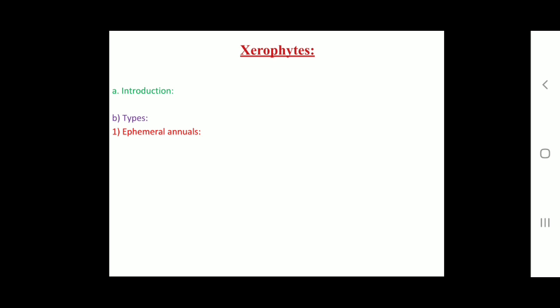They are mostly found in arid zones. They actually avoid dry seasons and thus escape dryness in the external environment. Example, Argemone mexicana, Solanum xanthocarpum, Cassia tora, Tephrosia purpurea.